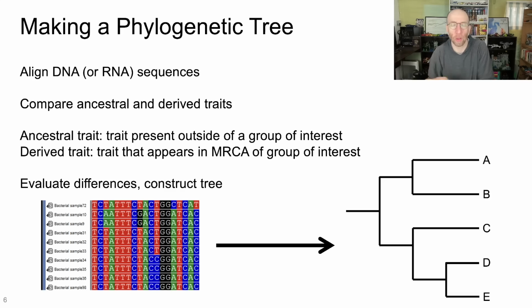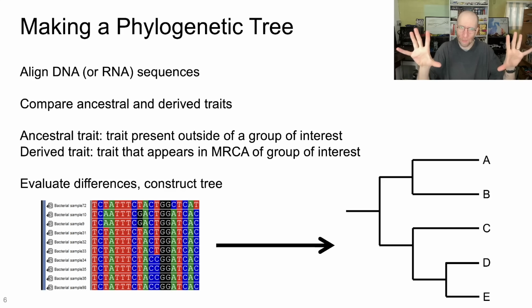So those are ancestral and derived traits, and we want to be able to determine whether a particular trait, which in this case means just a nucleotide base, is ancestral or derived, because that tells us the direction of the evolutionary change, right? That tells us that something new happened as opposed to something old stayed the same.